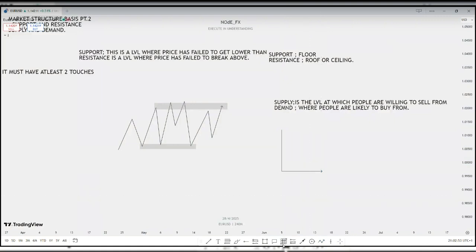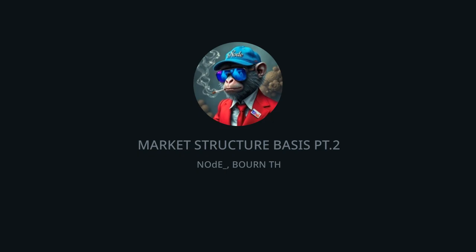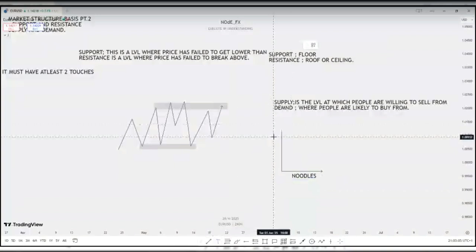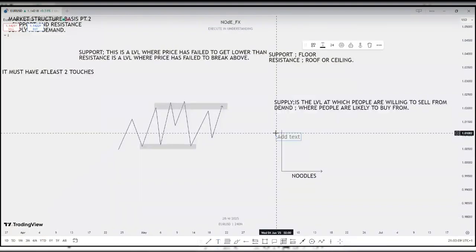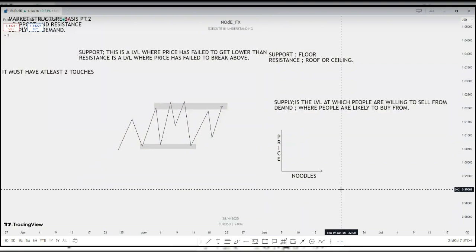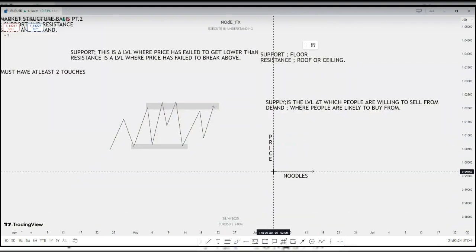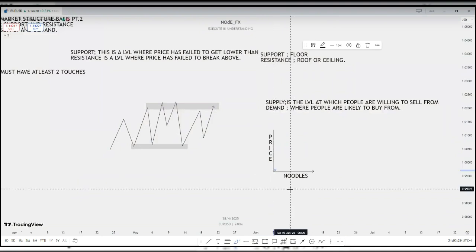Now let's take it that here is the noodles, and then here is the price. Now this is our price. This is the noodles. Now think about it. This is point zero, here is zero, this is zero, right? Okay.